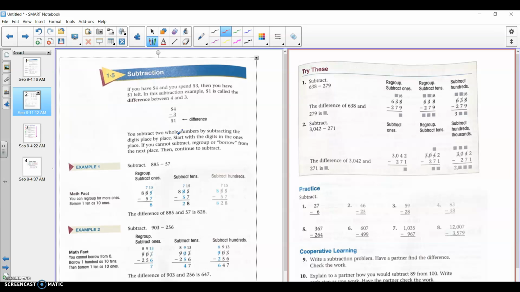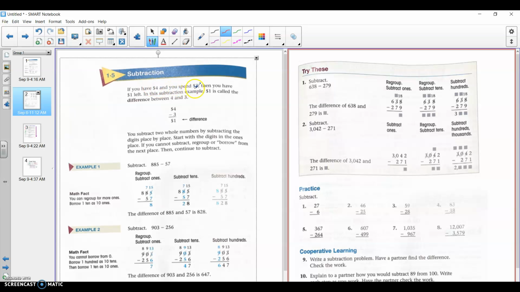So we're going to go through the reading and the directions. This is page 12 and page 13. You're going to do numbers 1 through 8 on page 13 when done. So let's begin here. If you have $4 and you spend $3, then you have $1 left.